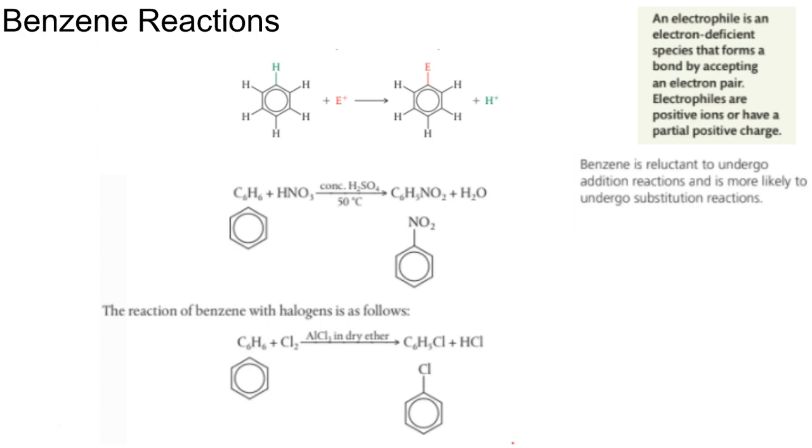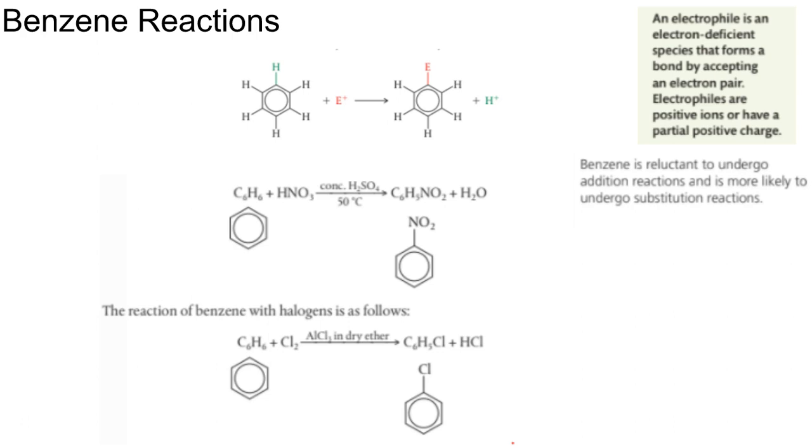Benzene reactions. So if a nucleophile has an abundance of electrons, an electrophile is an electron deficient species, and it accepts an electron pair from nucleophiles. And electrophiles are also positive or have a partial positive charge. And so we see here we can actually do reactions on benzene.